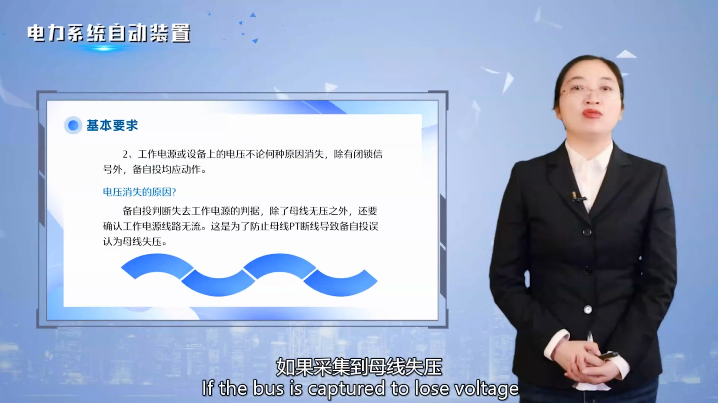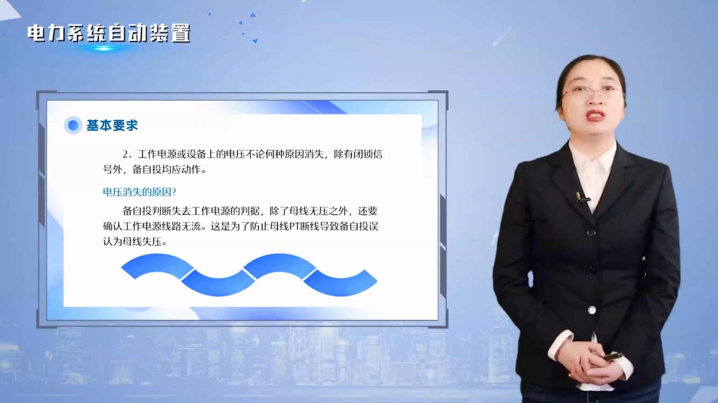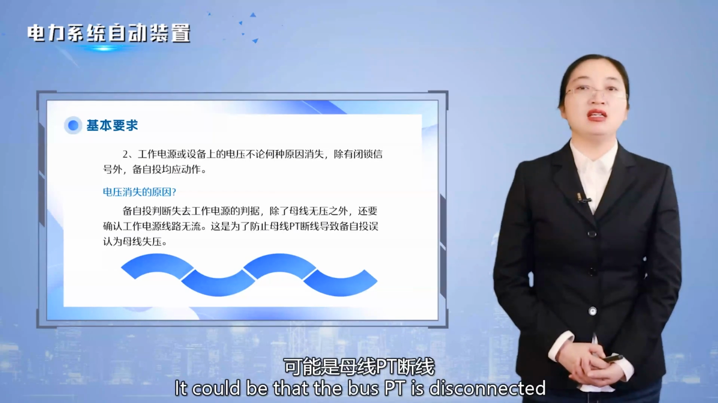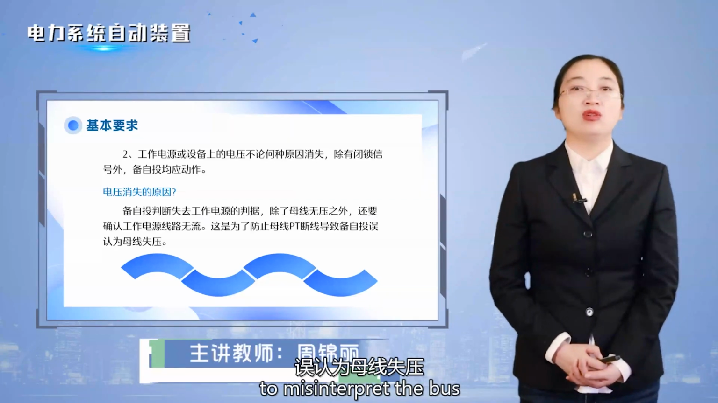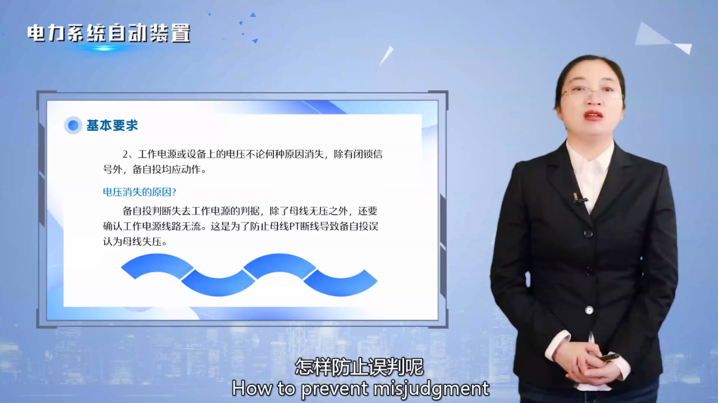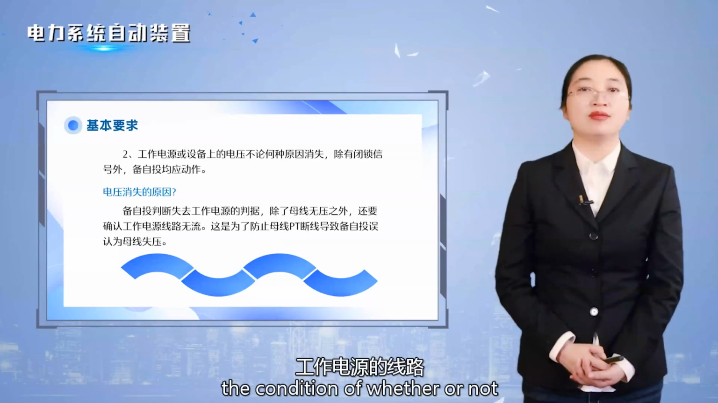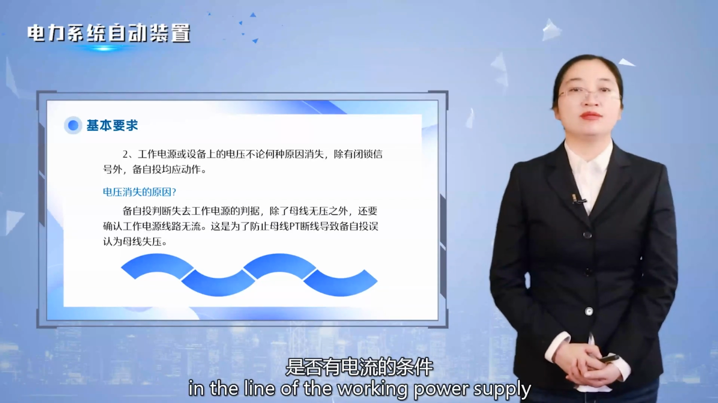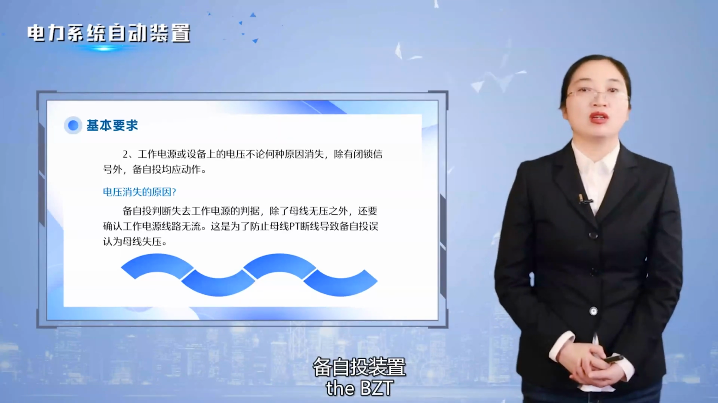If the bus is detected to have lost voltage, but there is current on this line, then what could be the situation? It could be that the bus PT is disconnected, causing the BZT to misinterpret the bus as having lost voltage. How to prevent misjudgment? We then introduce the condition of whether or not there is current in the line of the working power supply. If there is current, we block the BZT.